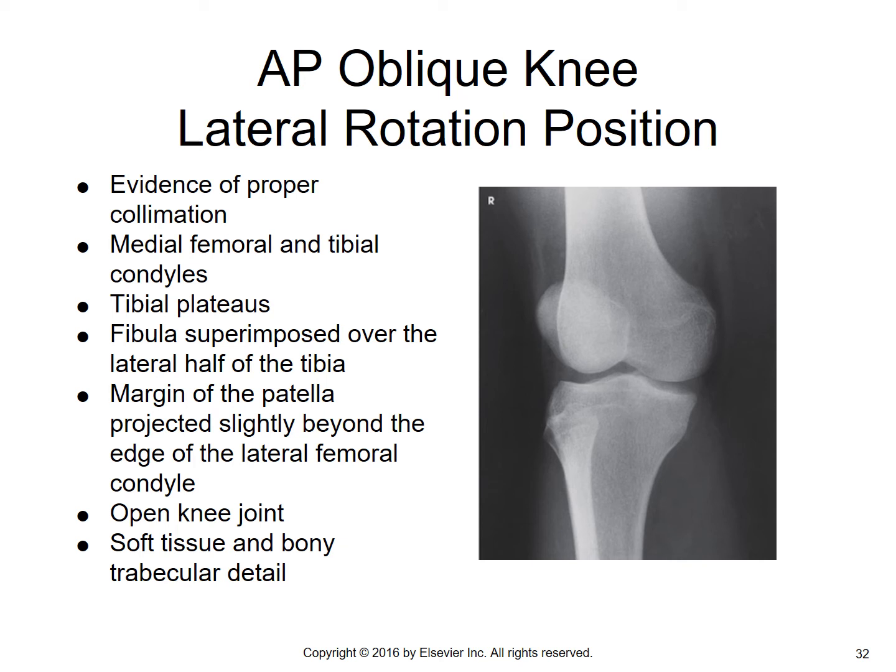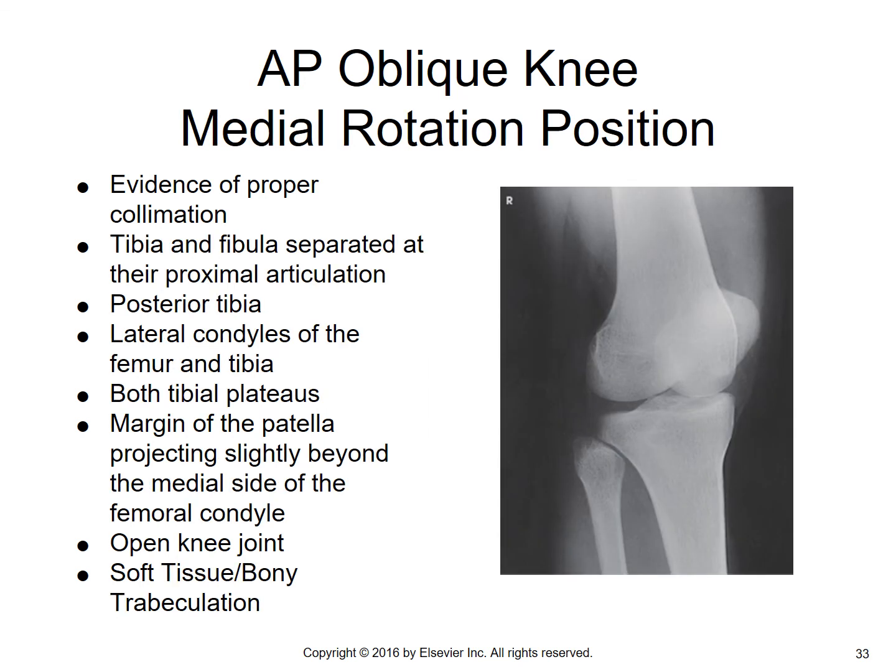Notice the margin of the patella projected slightly beyond the edge of the lateral femoral condyle. The knee joint should be open, and you should see soft tissue and bony trabecular detail. So what's most important here is that for the lateral rotation, we're going to superimpose the tibia and the fibula. Let's move on to the medial oblique of the knee, AP.